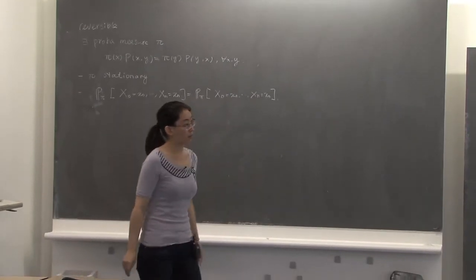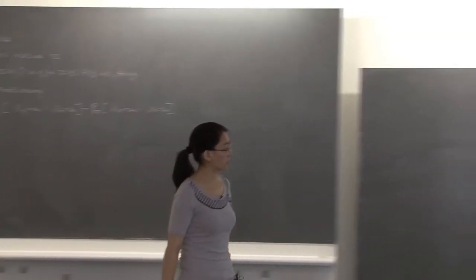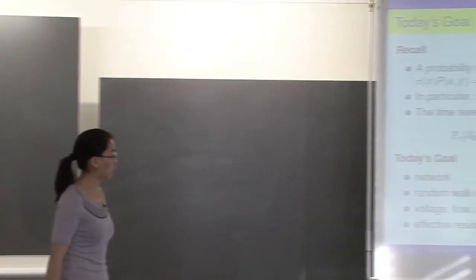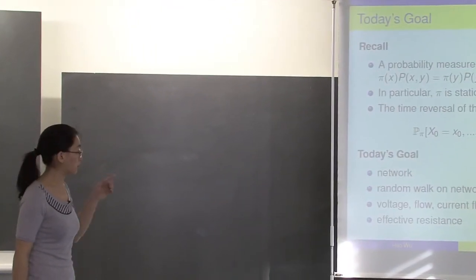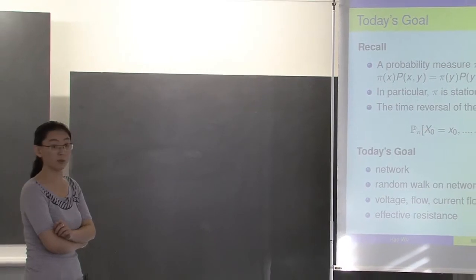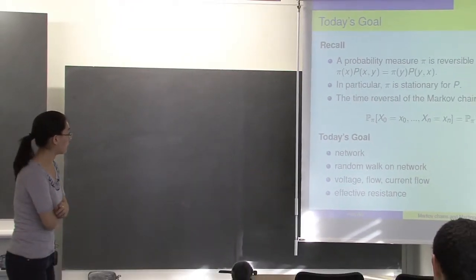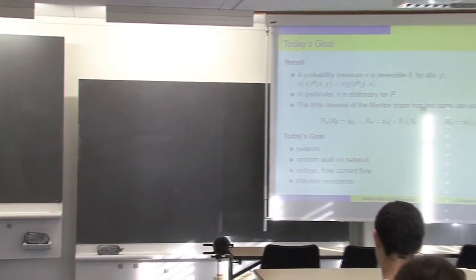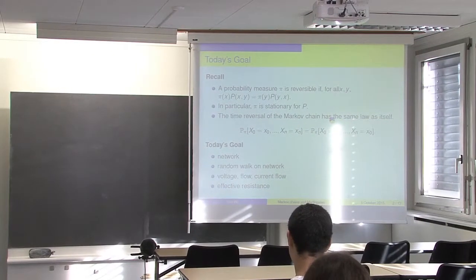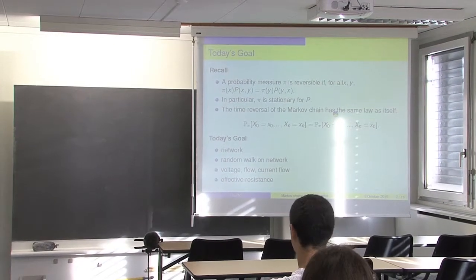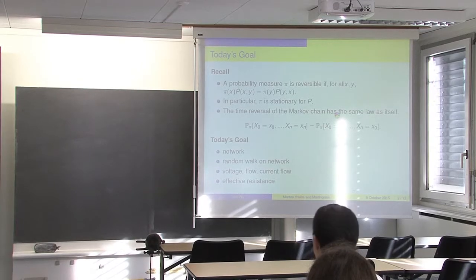And today we will first introduce what is a network, and then the random walk on the network, and we will show that the random walk on the network will always be reversible. And then we introduce what is voltage flow, current flow, and finally we introduce what is the effective resistance of the network.